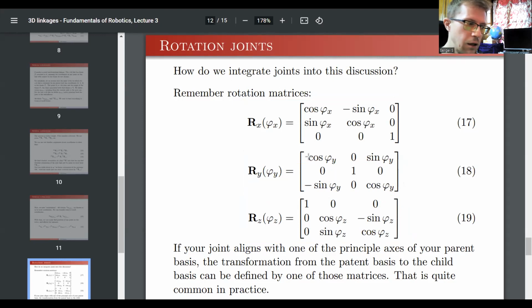Okay. You probably remember them, so I don't need to spend too much time. Did you study rotation matrices, Tommy? Yes. Okay, good. So if you are so lucky that your joint is aligned with one of the principal axes, let's say with x or with y or with z, you can use a rotation matrix as your transformation.